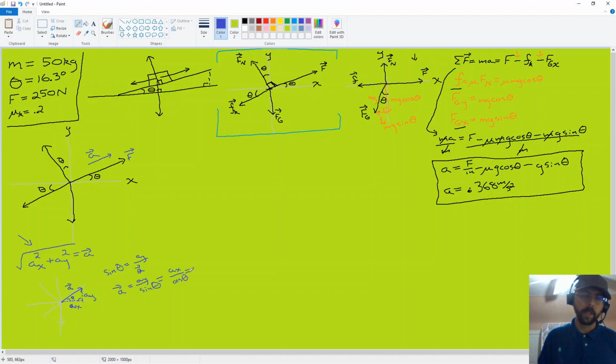Or if you don't like trig functions, you could say it equals the square root of AX squared plus AY squared. Yeah, like that. So let's erase some of that. Too much space.